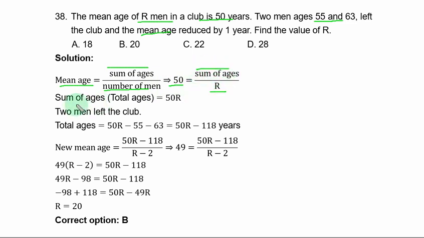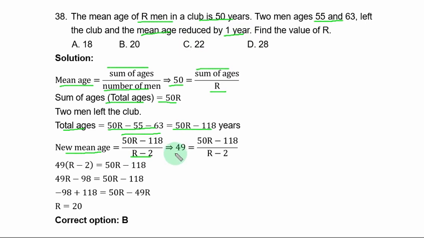So sum of ages, the same as total ages, is equal to 50 times arrow. Two men left the club, so you have to subtract their ages from the total ages. You have it in this form, and this new mean age is new total ages over number of men, now arrow minus 2. Two men left, and the mean age reduced by 1.